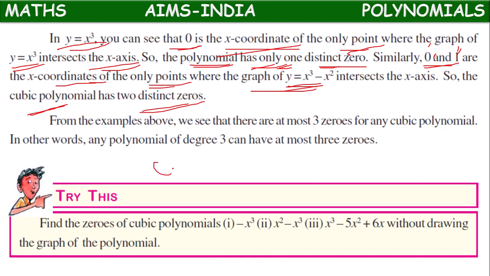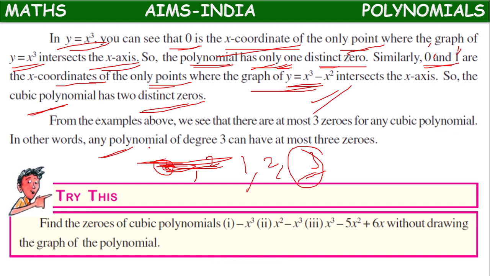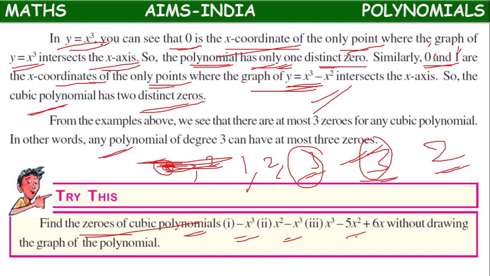This means a cubic polynomial can have 1 zero, 2 zeros, or 3 zeros. At most, maximum, it will have 3 zeros. So a quadratic polynomial can have a maximum of 2 zeros, and a cubic polynomial can have a maximum of 3 zeros. Okay, children. In the same way, we have to find zeros of these polynomials.